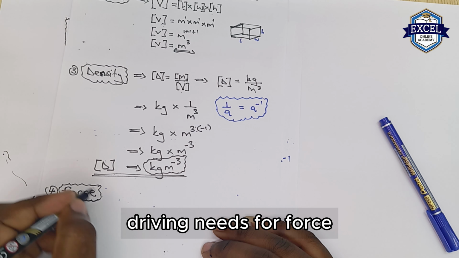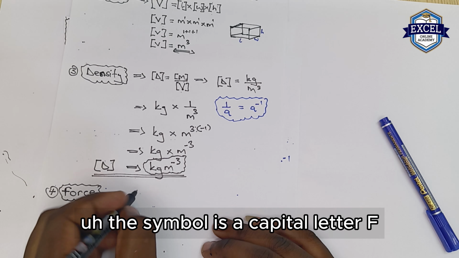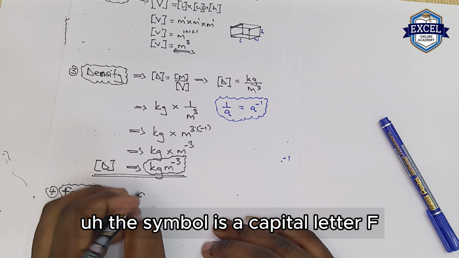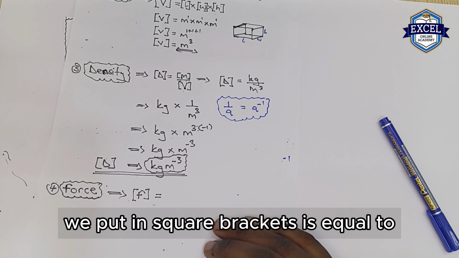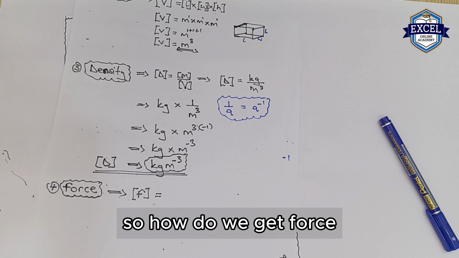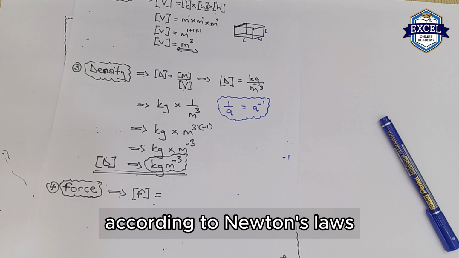Derive units for force. Force, the symbol is a capital letter F. We put in square brackets is equal to. So how do we get force? Force is equal to mass times acceleration according to Newton's laws.